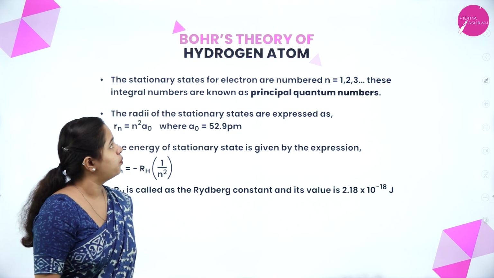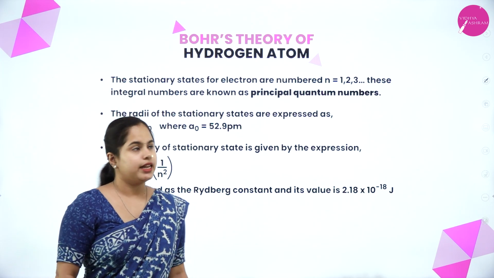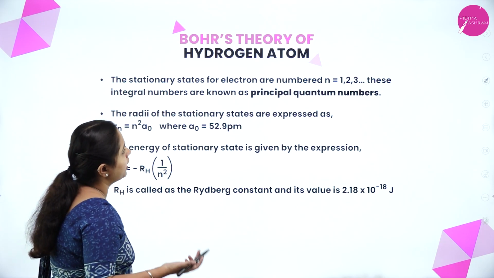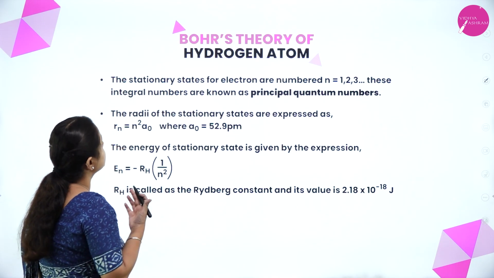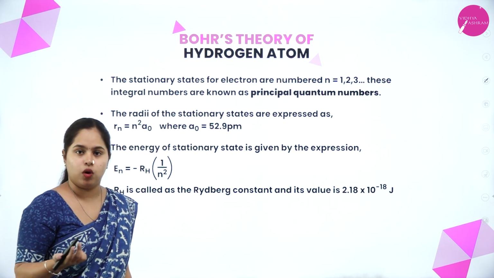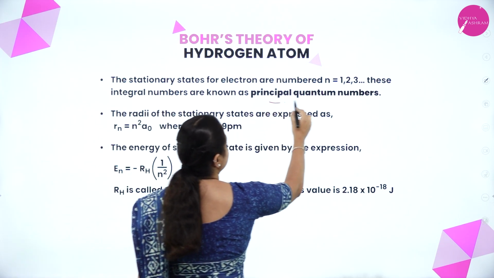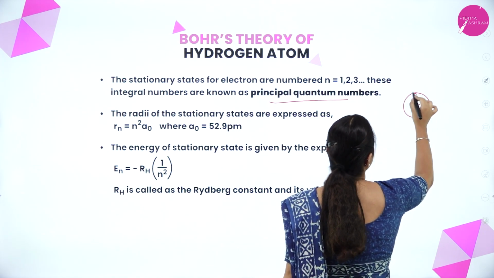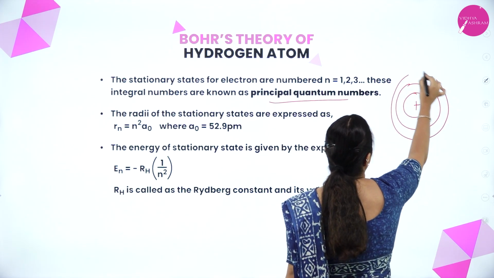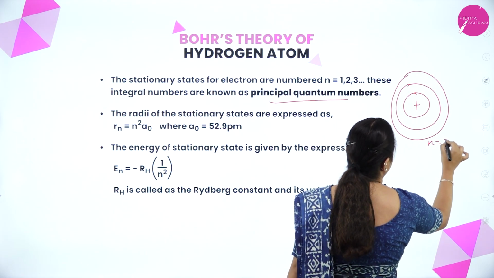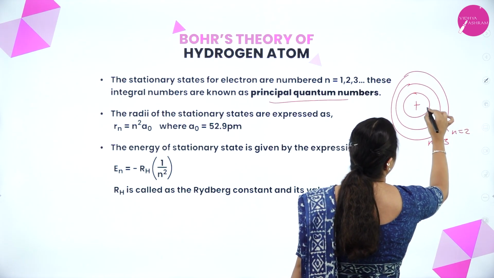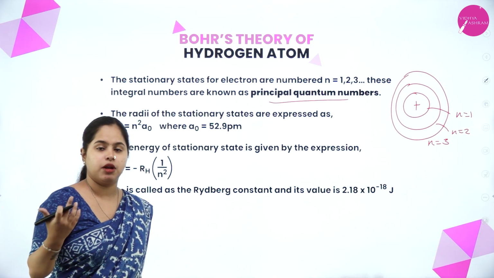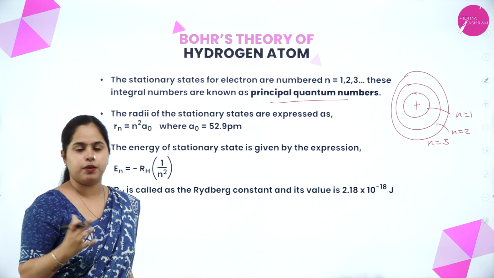So, beginning with Bohr's theory of hydrogen atom. Let's see. The stationary states for electron are numbered as n is equal to 1, 2, 3. These integral numbers are known as principal quantum numbers. So, in last session, we discussed about this. There will be various energy levels which are represented by this is n is equal to 3, this is n is equal to 2, this is n is equal to 1. Basically this n is known as principal quantum number, which we will be studying in the upcoming sessions.